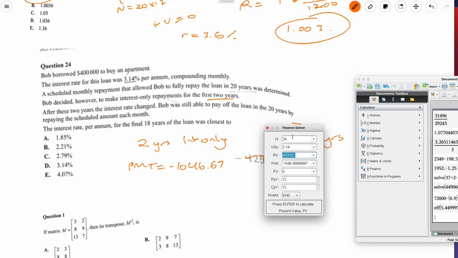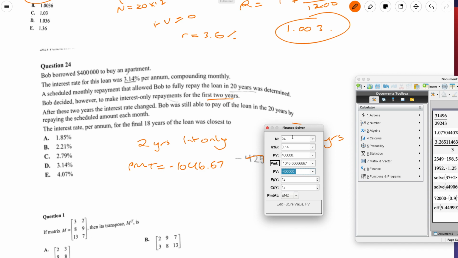3.14. Got the number in there, $400,000 borrowed. Still owes 400K. Yep, same thing. To make interest-only payments after these 2 years, the rate changed. Bob was still able to pay off the loan in the 20 years by repaying the scheduled amount. You have to assume the payment's the scheduled amount.